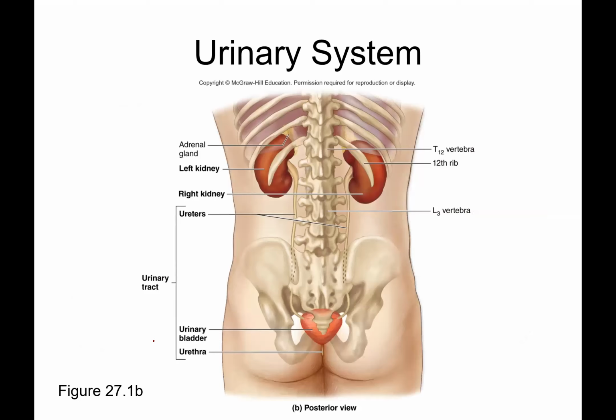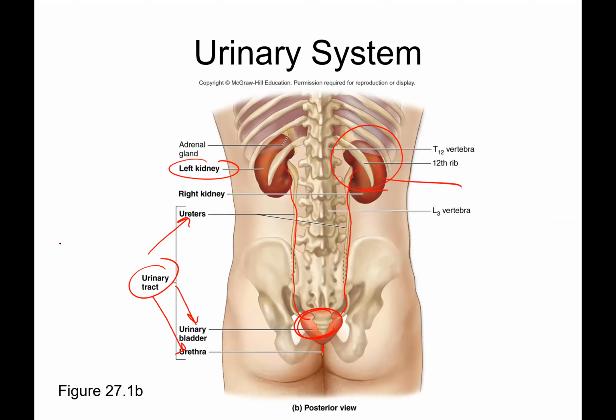Okay, here's a posterior view, a little less busy. Okay, so you have left and right kidney. Okay, they are protected by the ribs. Okay, there's the ureter on both sides, urinary bladder, and the urethra. Okay, the urinary tract is considered the ureters, urinary bladder, and urethra.